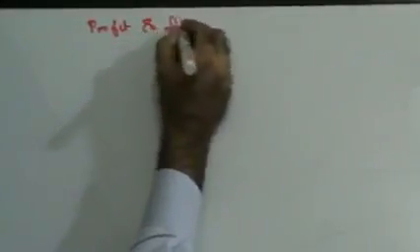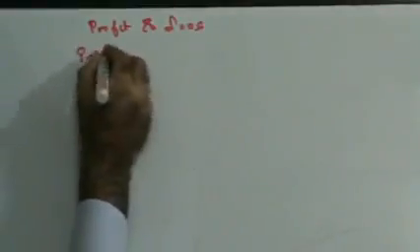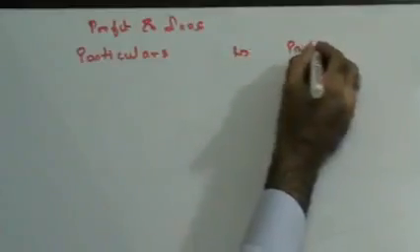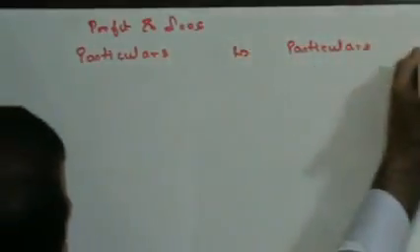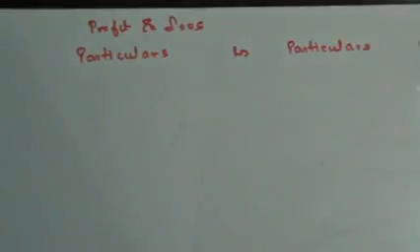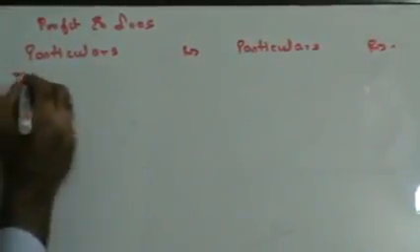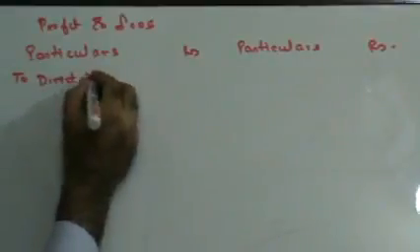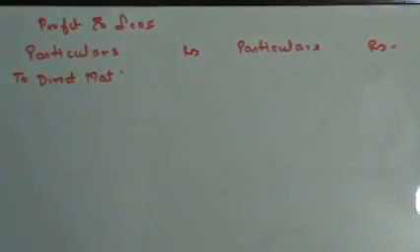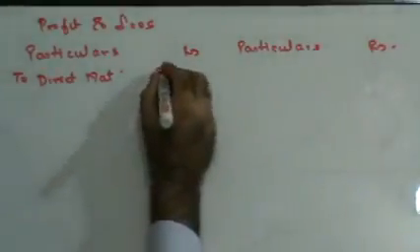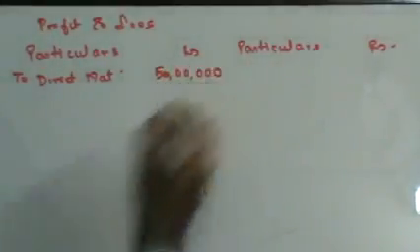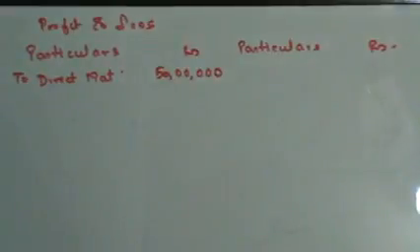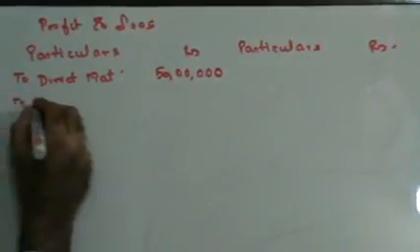Now let's make the P&L account. Particulars, rupees, particulars, rupees. Let's start. To direct material. Direct material as per P&L is given to you as 50 lakhs. Next, direct wages, 30 lakhs.